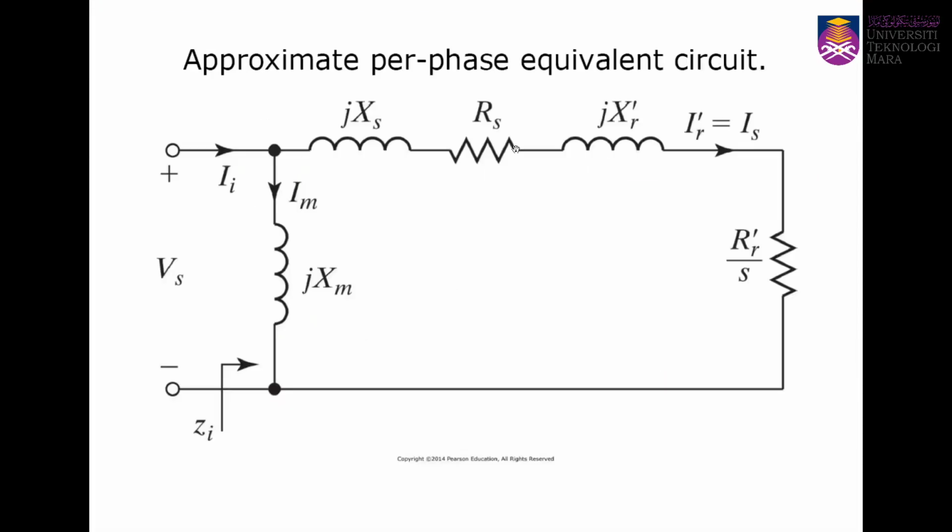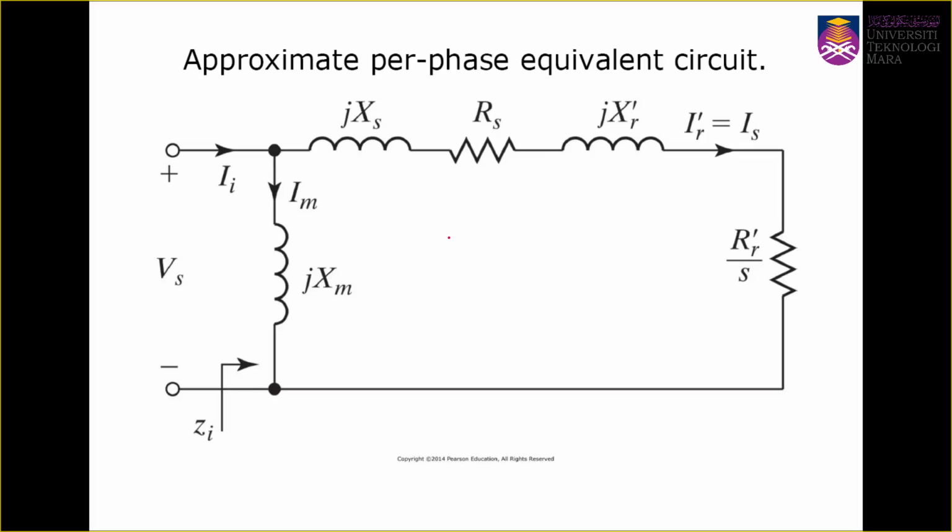So this is the basic equation, and we also have these two equivalent circuits. When you analyze the circuit, there are two techniques. First, you can use the approximate per phase equivalent circuit, whereby you always start with the original equivalent circuit, which looks like this. Then you can remove the RC, and what is left is only XM here, jXM, jXS. This is jXR prime. This is R over S.